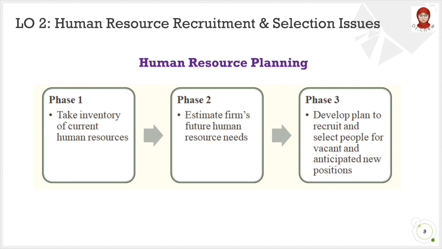Then we have the third phase, that is, managers develop a plan for recruiting and selecting people to fill vacant and anticipated new positions, both managerial and non-managerial. Sometimes a firm must also make plans for reducing its workers, a process called downsizing, when current human resource levels are greater than anticipated needs.